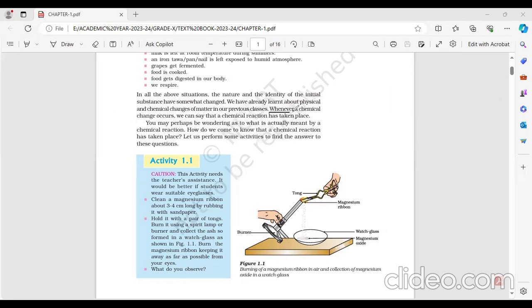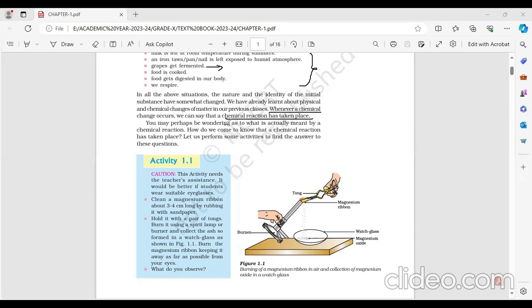Next one: whenever a chemical change occurs, we can say that a chemical reaction has taken place. What happened when grapes got fermented? The color changes, the taste changes. When milk is exposed in summer, the taste changes. All these are examples of chemical changes, and we may say that a chemical reaction has taken place. Because of that chemical reaction only, we could see all the changes which have happened in these examples.